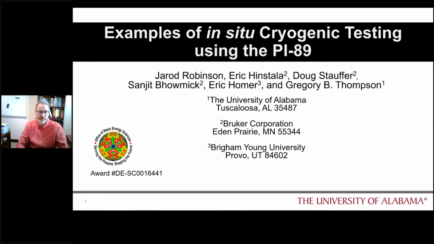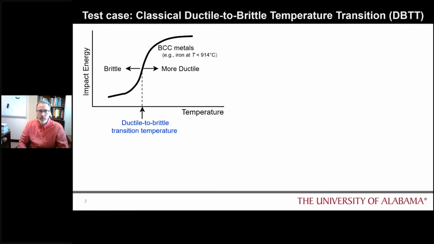For those that aren't familiar with it, BCC metals, for example, undergo a transformation: at high temperatures they experience sufficient ductility or plastic deformation, but at lower temperatures that same material can exhibit brittle behavior. So there's a temperature transition where you see these differences. What we began with was looking at two different types of ferritic alloys with different carbon content, because carbon content is known to control that DBTT temperature.